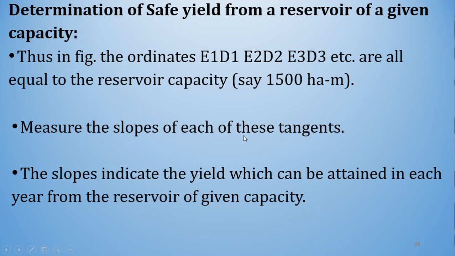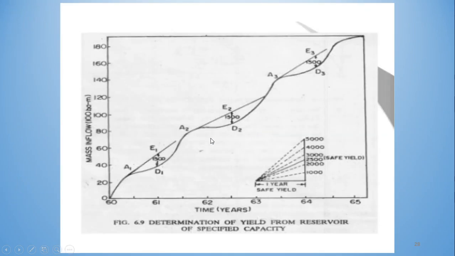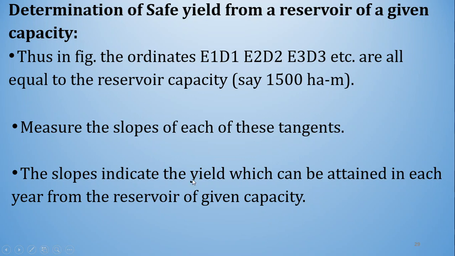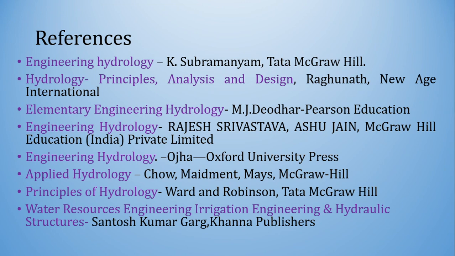Measure the slopes of these tangents. Now you have to measure the slopes of these individual tangents. The slopes indicate the yield which can be attained in a year from the reservoir of given capacity. These slopes will give you the yield that can be attained in each year from the reservoir of given capacity. I hope we have understood how to estimate the safe yield and how to estimate the reservoir capacity.